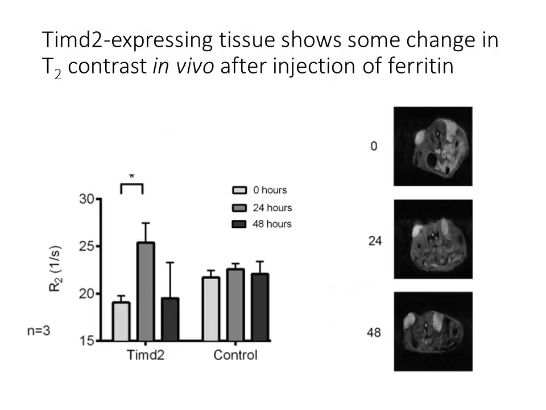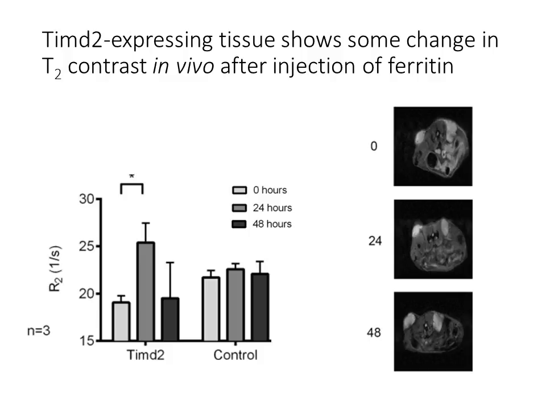So this is the final experiment which we did in vivo. We've injected Timd2 expressing cells on one flank of the animal and control cells on the contralateral flank. We then injected intravenously iron-loaded ferritin and looked at the development of image contrast over a period of 48 hours. And after 24 hours, we can clearly see in the Timd2 expressing xenografts there is an increase in R2, and that's significant when compared to control cells on the contralateral flank.